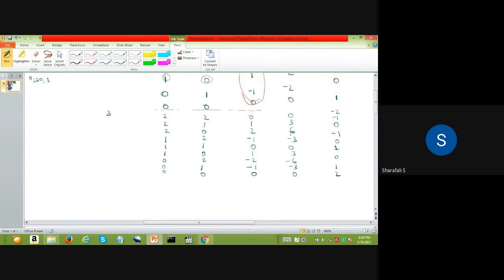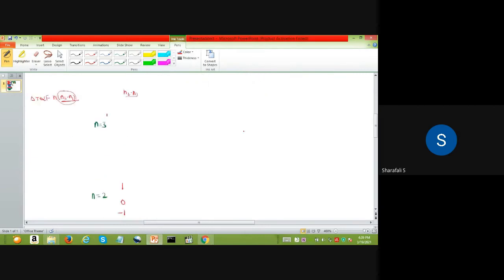Similarly, you will have values for n2 minus n1 for n equal to 3 as 2, 1, 0, then minus 1, minus 2. So those are 5 levels. So n equal to 3 will have 2, 1, 0, minus 1, minus 2.